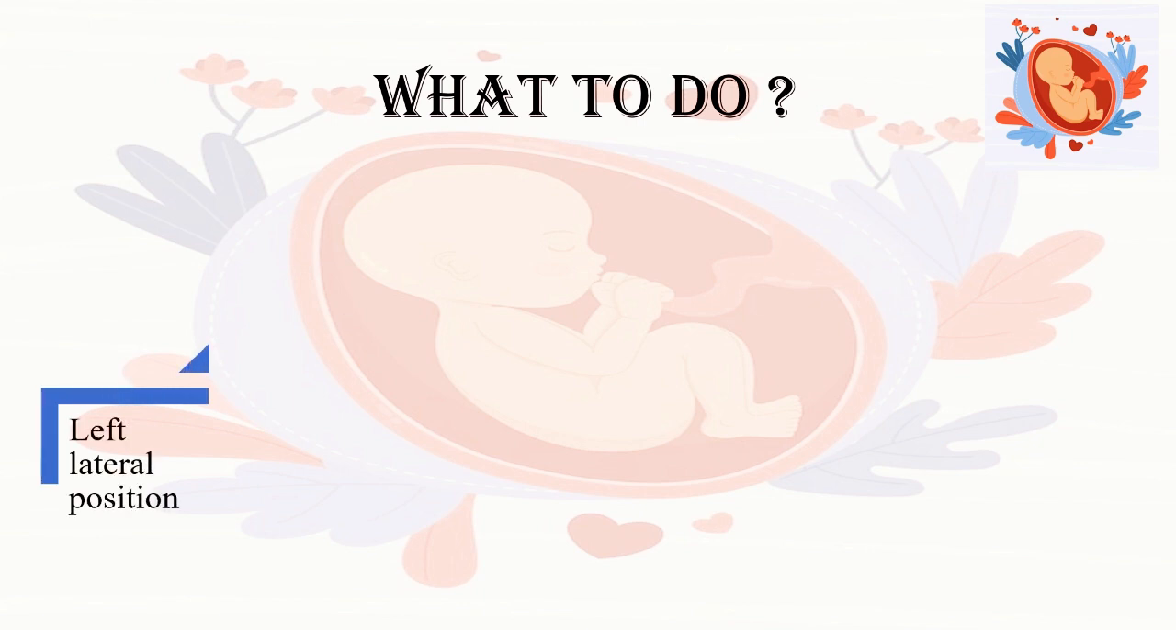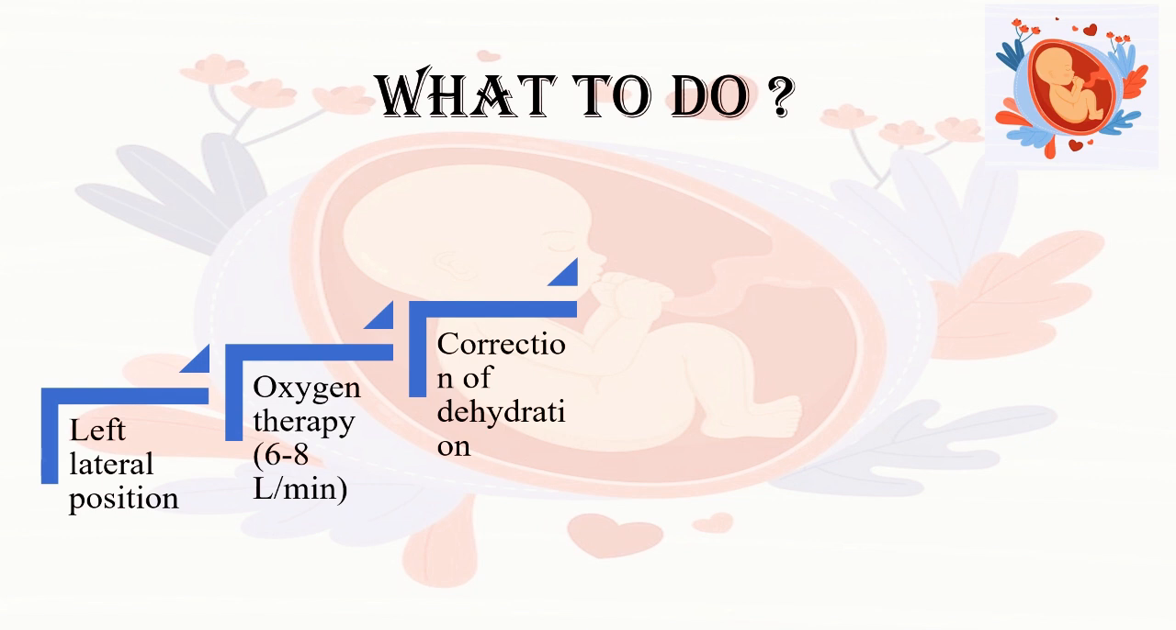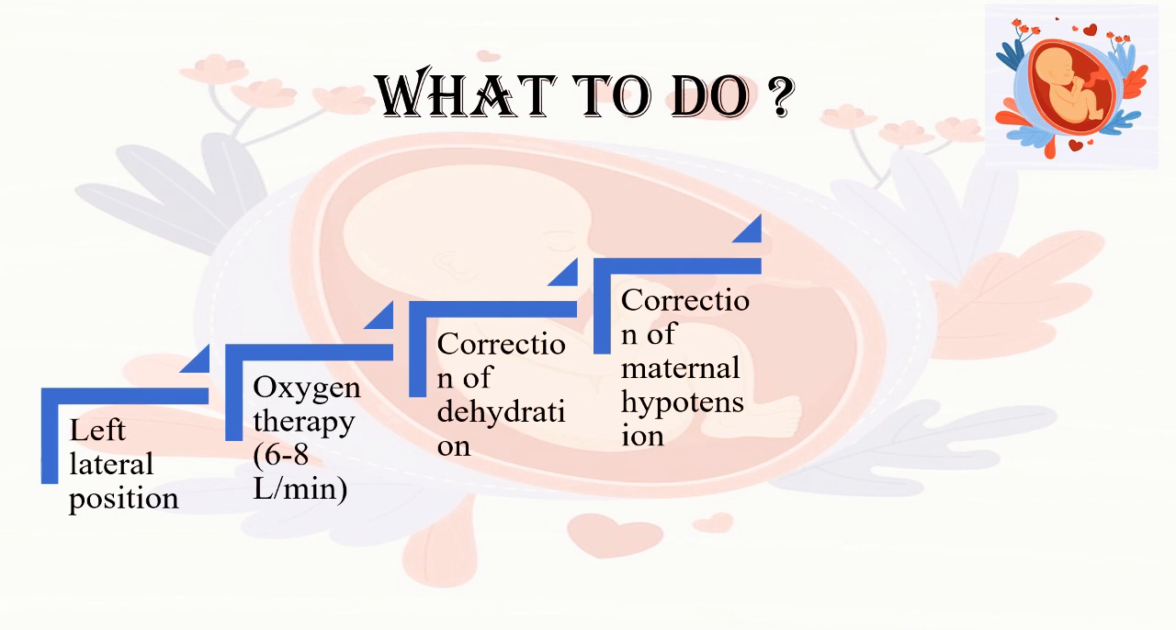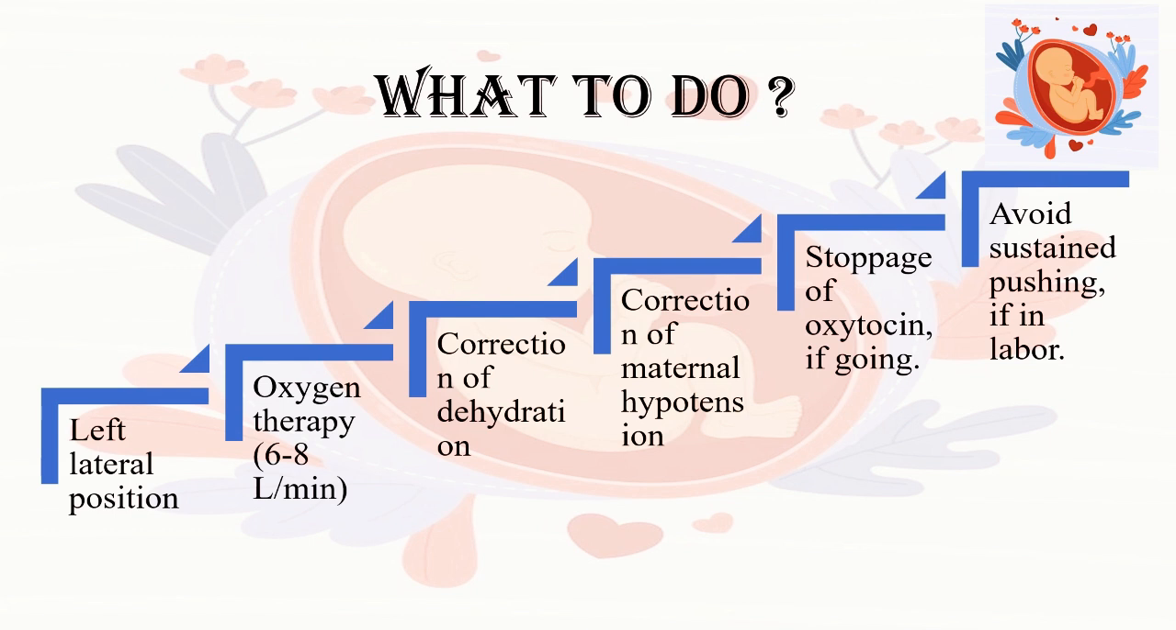First of all, the mother can be given a left lateral position. This will relieve the vena cava compression. Oxygen therapy can be started. Correction of dehydration: RL can be administered at 60 drops per minute. Correction of maternal hypotension. Stoppage of oxytocin. If the mother is receiving oxytocin, we can stop that because oxytocin will further induce uterine contraction that will further lead to fetal distress and fetal deceleration. And lastly, avoid sustained pushing.